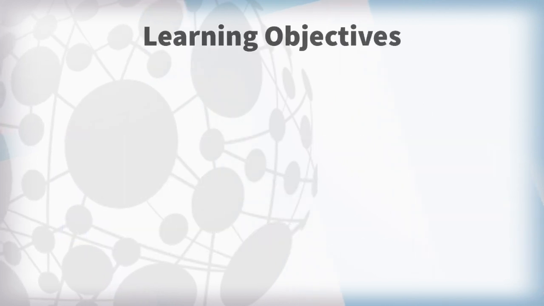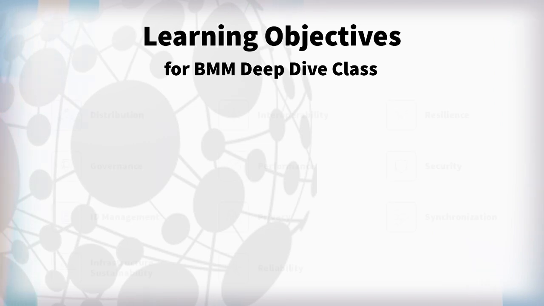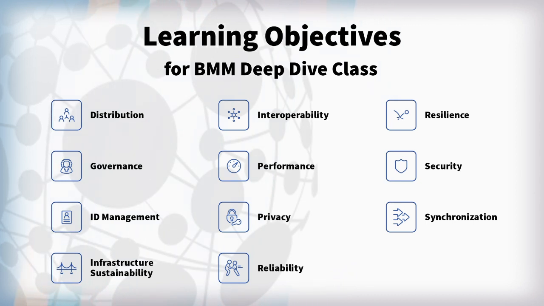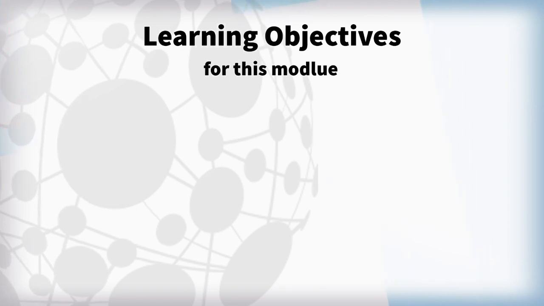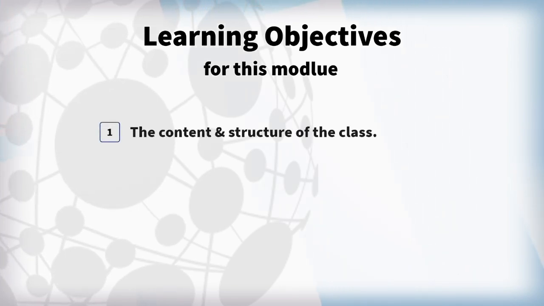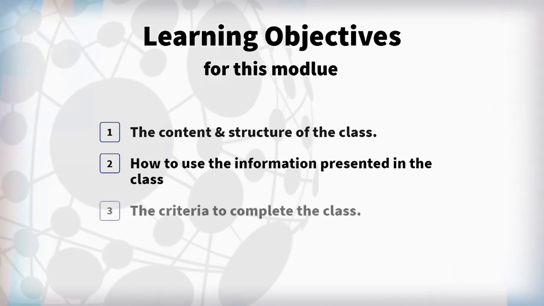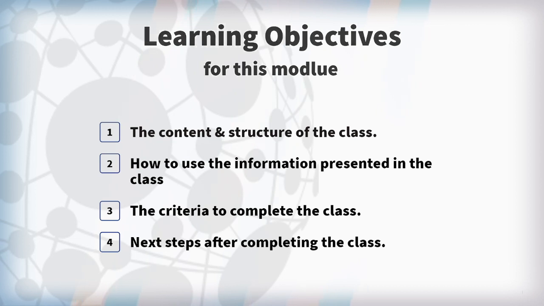Learning objectives. In this class, we will provide a more comprehensive understanding of the BMM elements. We will explore the goals, structure, and content of each BMM element at every level. In this module, students will learn about the content and structure of the class, how to use the information presented in the class, the criteria to complete the class, and next steps after completing the class.